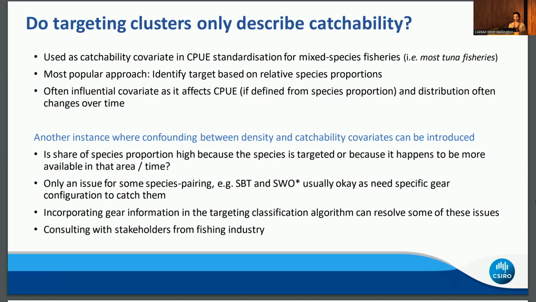And so this is not an issue for all species. So you have some species that have very specific types of gear types or targeting, like southern bluefin or swordfish in some fisheries. And so in those instances, it might be okay to only use species proportion as a proxy for targeting. But for some other fisheries, you might need to actually expand your model to look at other covariates to really get a good picture of how targeting is changing through time. And a really useful exercise to do in those instances is also to consult with the stakeholders from the fishing industry, because they'll have actual on-the-ground knowledge of what they're trying to target, even if it hasn't been recorded in the logbooks.